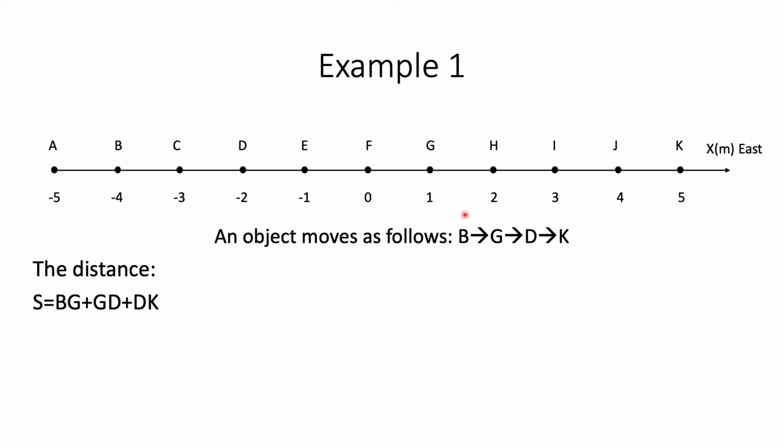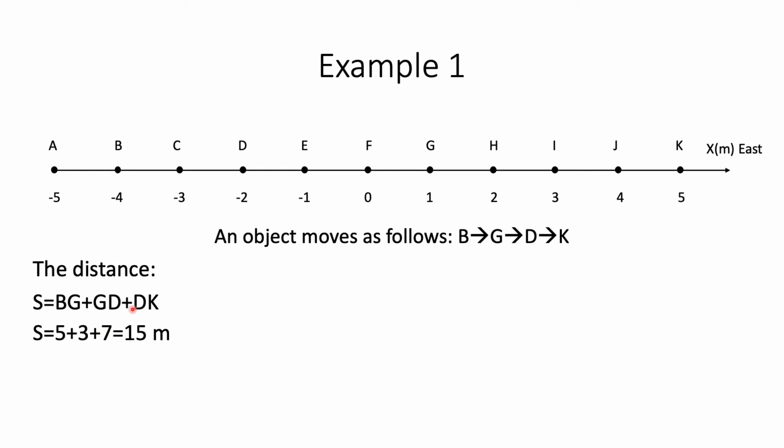The distance, which is S, is equal to, we follow the steps. It moved from B to G, so I write BG, plus next step was from G to D, so I write GD, plus D to K, I write DK. BG means from this point to this point, so from -4 to 1, which is 5 meters. GD from 1 to -2, which is 3 meters, and DK from -2 to 5, which is 7 meters. So we replace BG is 5, GD is 3, DK is 7, and we get 15 meters.